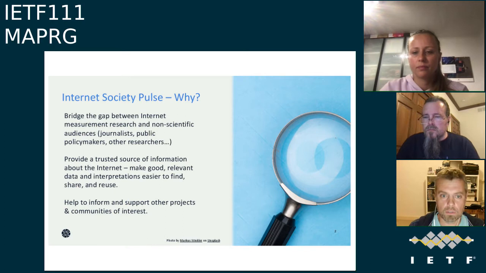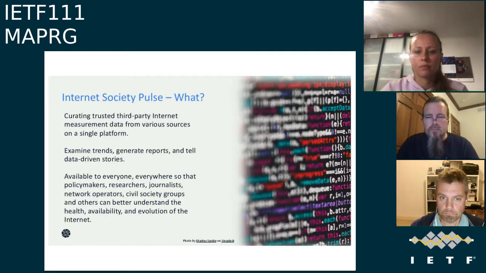So briefly, why are we doing this at all? So the Internet Society has to engage with quite a broad spectrum of stakeholders in terms of folks interested in the evolution of the Internet, the governance of the Internet, and so on. And really what we wanted to try and do was bridge what we perceive to be a gap between a lot of really excellent and interesting measurement research that tends to be the meat of the agenda at meetings like this one, and what I'm sort of broadly calling non-scientific audiences. And that's everything from journalists to public policymakers and their research teams to other researchers in different disciplines and so on. And we wanted to be able to provide a trusted source of information about the Internet and the aspects of Internet evolution and growth that we cared about, and really to provide a resource that could help inform and support other projects and this sort of diverse communities of interest. So that was a sort of broad, high-level goals for this effort.